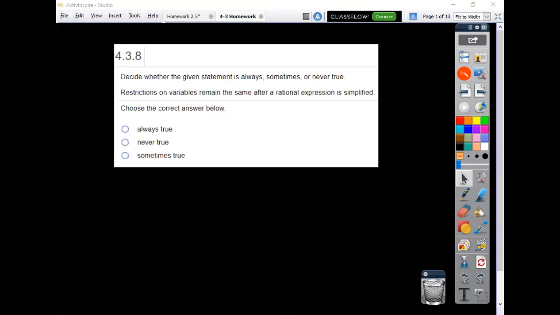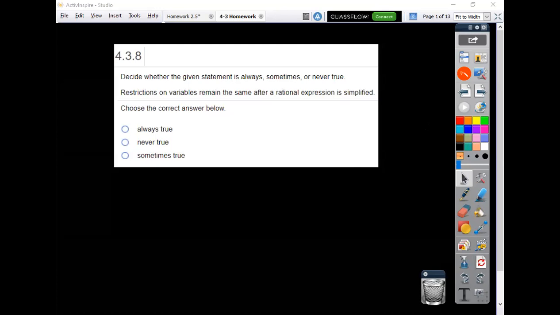Okay, problem 4.3.8, let's take a look. Decide whether the given statement is always, sometimes, or never true. So restrictions on variables remain the same after a rational expression is simplified.